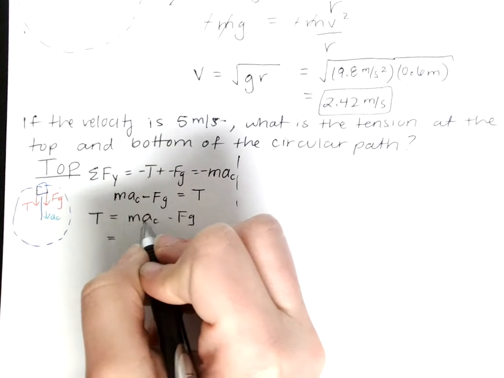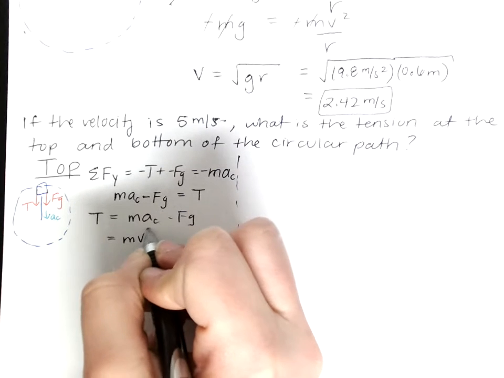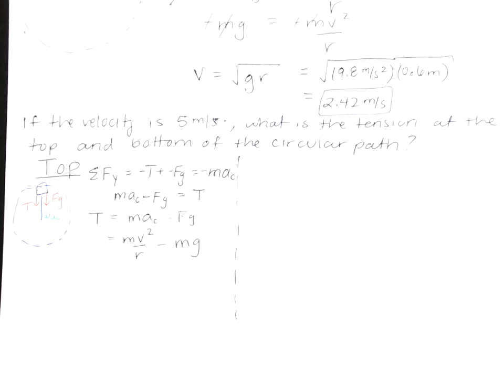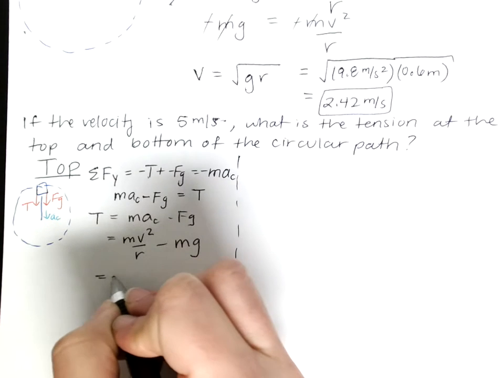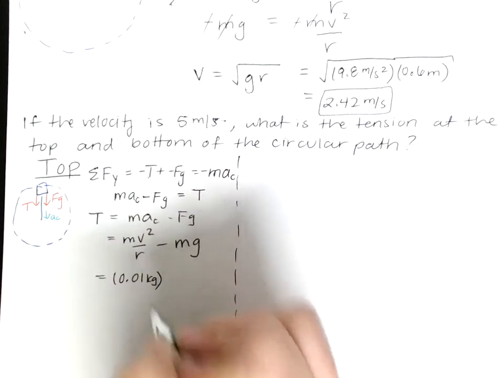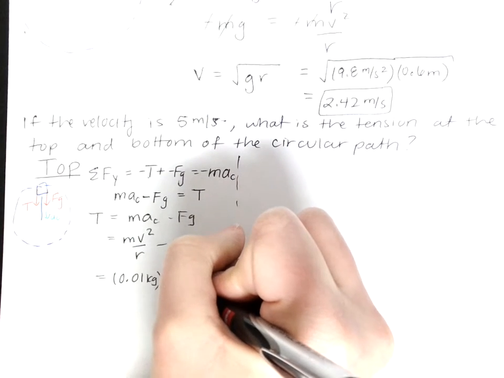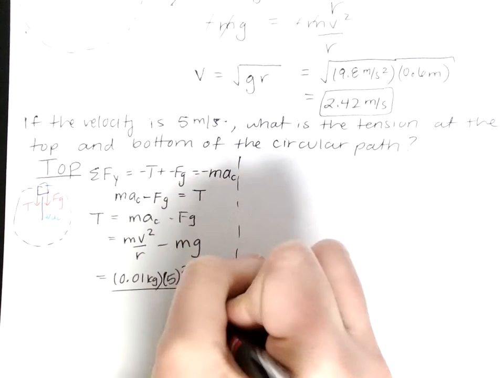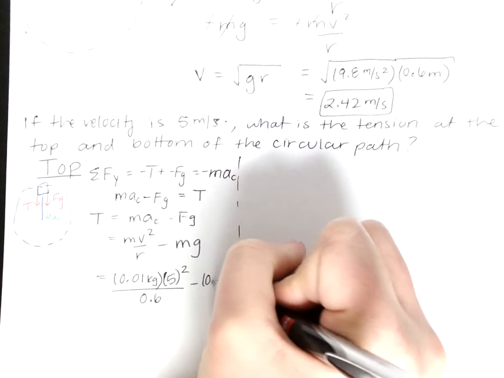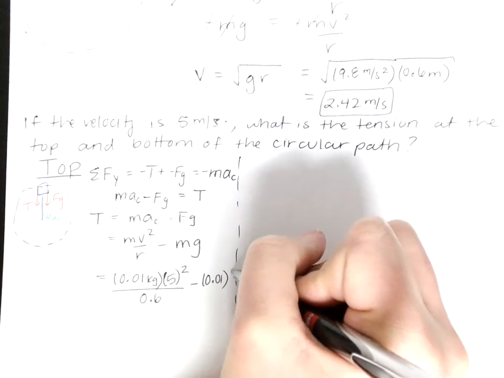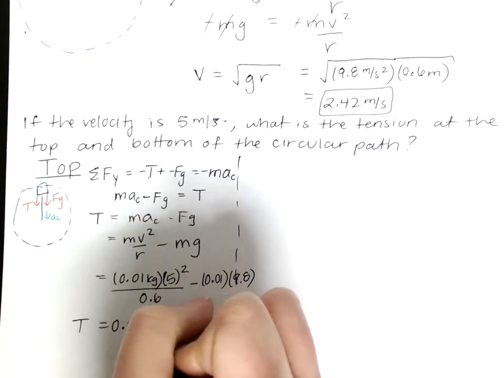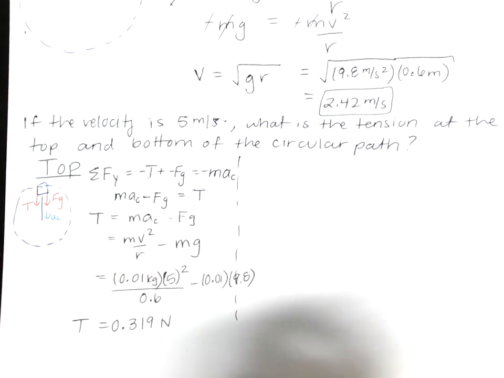Now plug in our givens. We know that centripetal acceleration is equal to v squared over r. We know that force of gravity is equal to mg. Now we can go ahead and plug in our givens. We get 0.01 kilograms because it's a 10-gram mass. The velocity is 5, and the radius is 0.6. And gravity is 9.8. You should get a tension of 0.319 newtons.